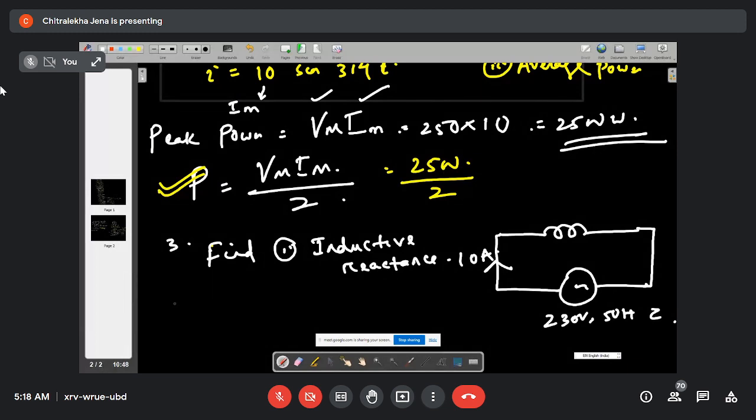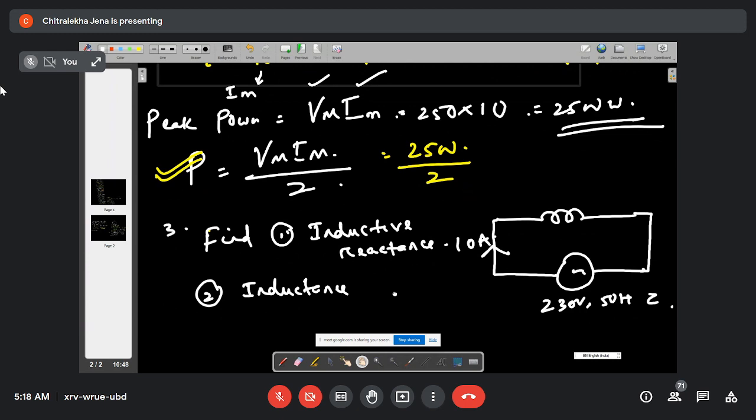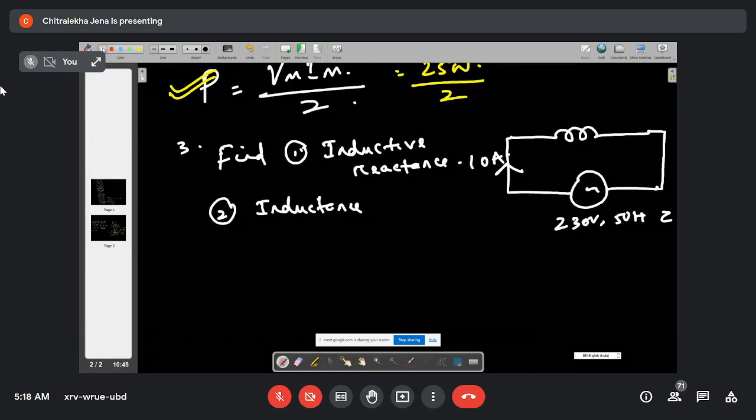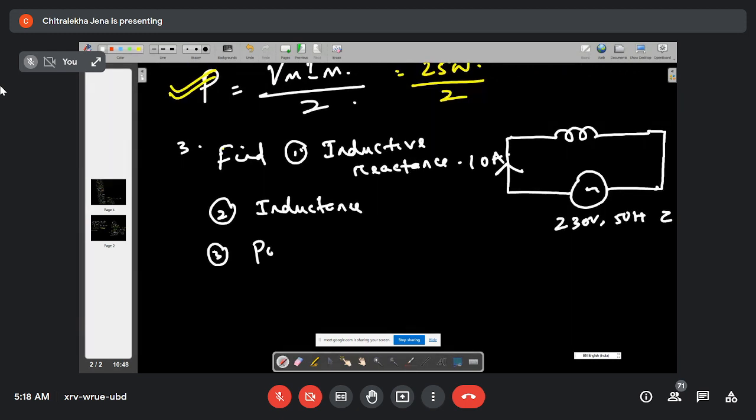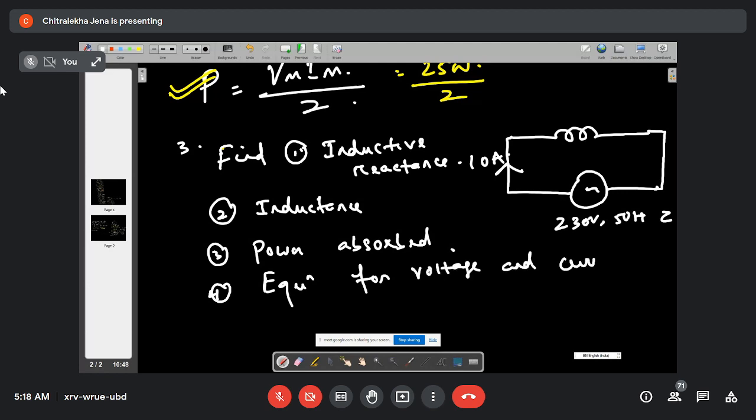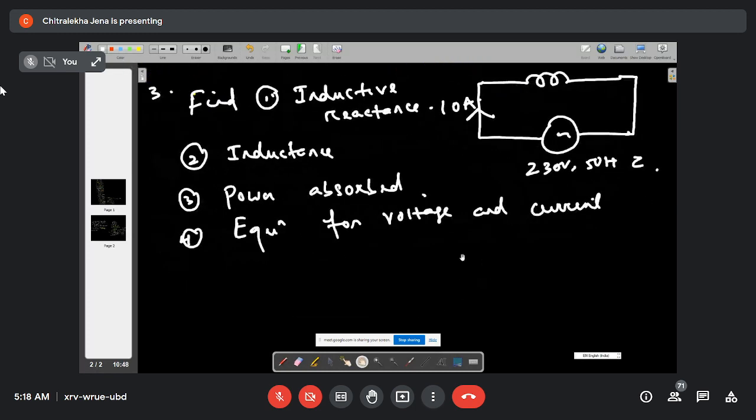Second one is inductance. Find out the value of inductance. Third one is power absorbed. Fourth one is equation for voltage and current. Find out. Whatever is given, I have written everything in the circuit. Find out.